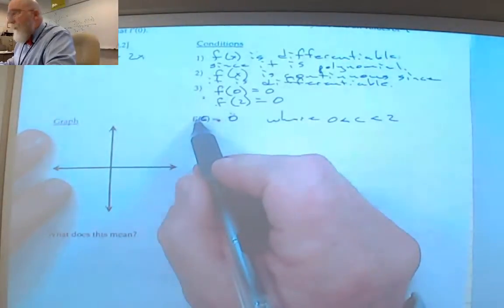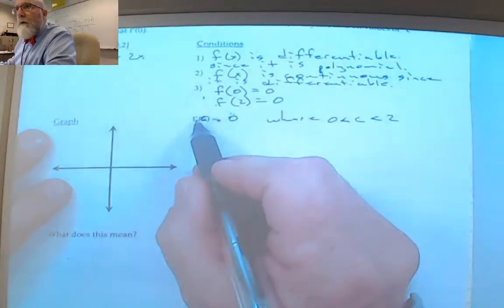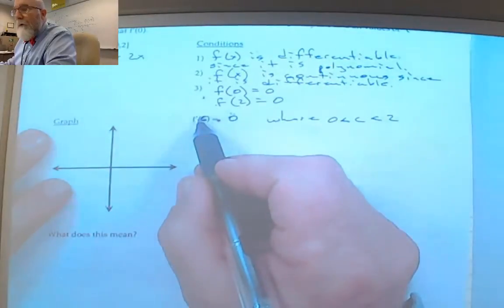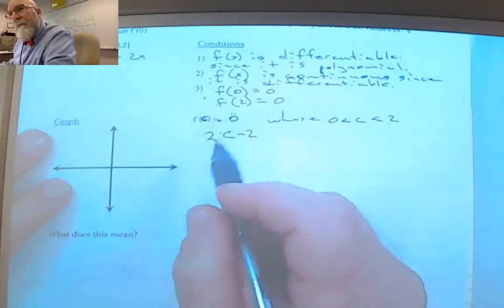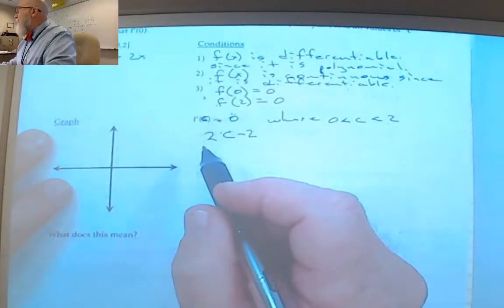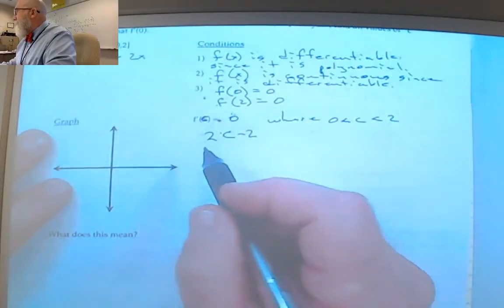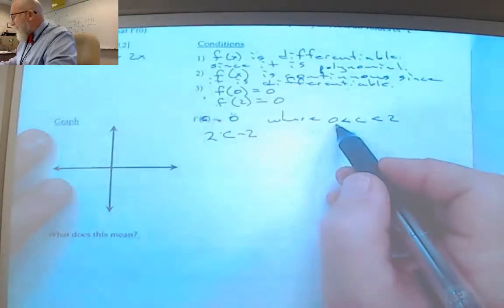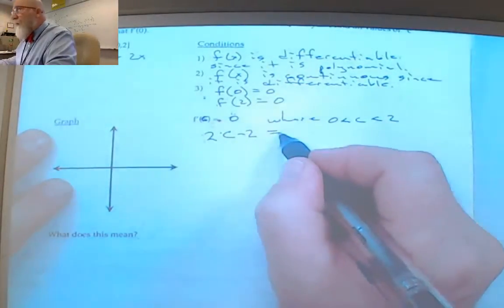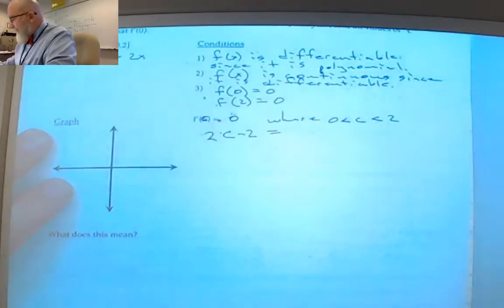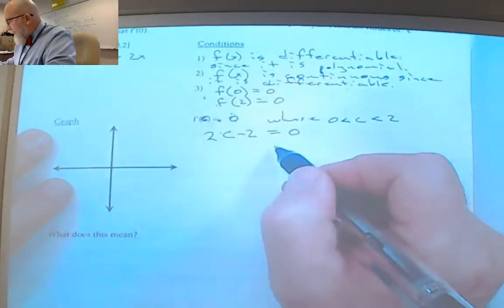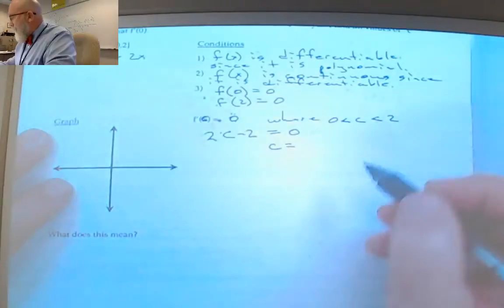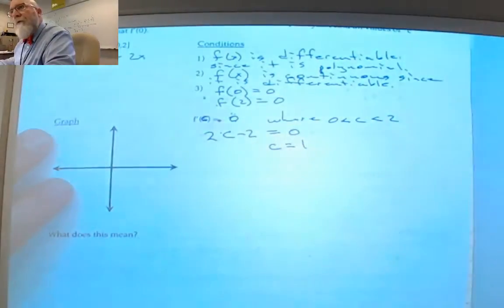What's that little tick mark mean to do? What is the derivative? 2x. I'm going to make it 2c minus 2. Does everybody understand why I'm going to make it c? And I better get a number between 0 and 2. And I'm going to make that number equal to what? I'm going to make it equal to 0, right? And I get c equals 1. Is 1 between 0 and 2? Yeah.